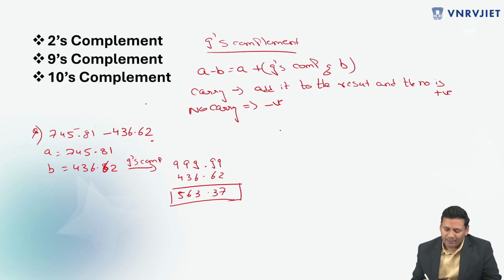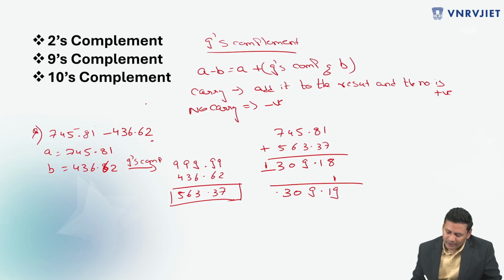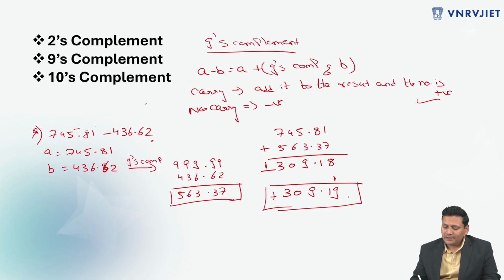So what is the final step? A plus nines complement of B. A is 745.81 plus 563.37. So this will come to 1309.18 with a carry 1, right? So when a carry is generated, add it to the result. I will add it here. Clear? So the final answer is 309.19. And is this number negative or positive? It is a positive number because a carry is generated. When a carry is generated, the number is positive. So this is plus 309.19.